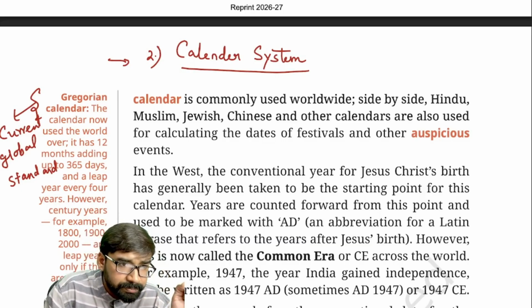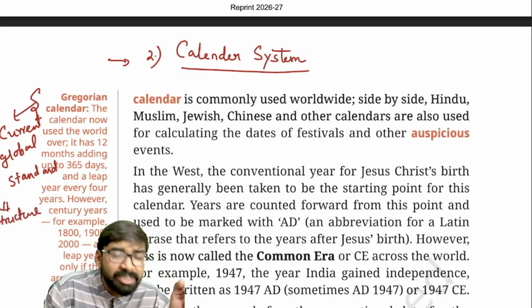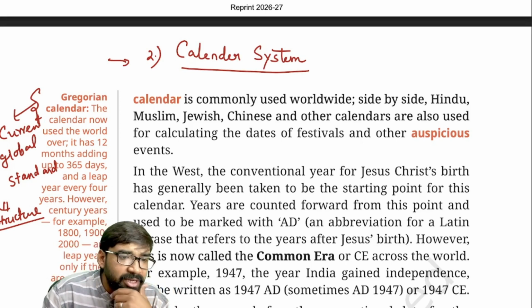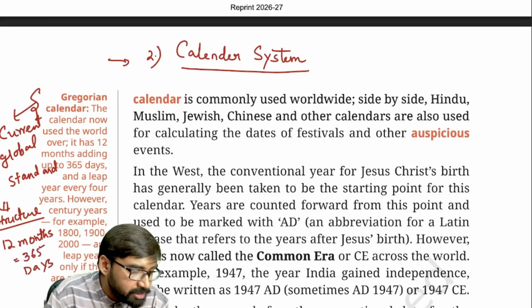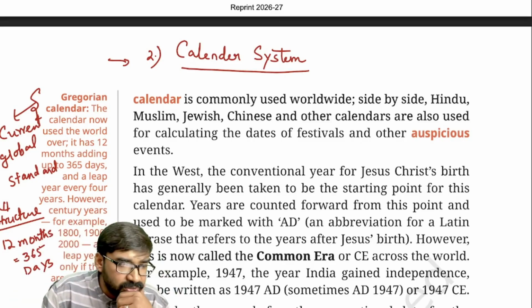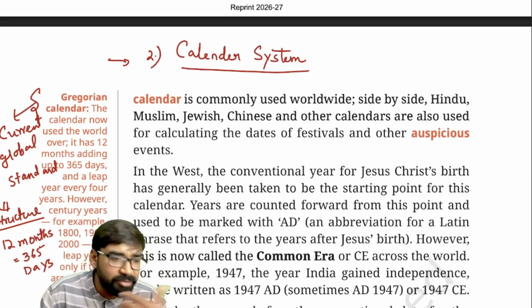What is the structure of this Gregorian calendar? 12 months, 365 days. And a leap year comes after every 4 years, as you can see here.